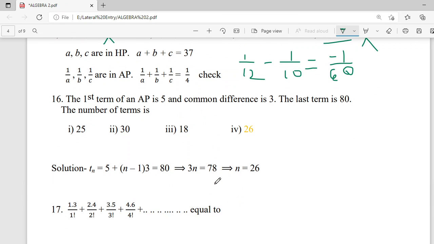Then this: the first term of an AP is 5 and the common difference is 3, the last term is 80. This is very simple, nth term is 80, so you find n.